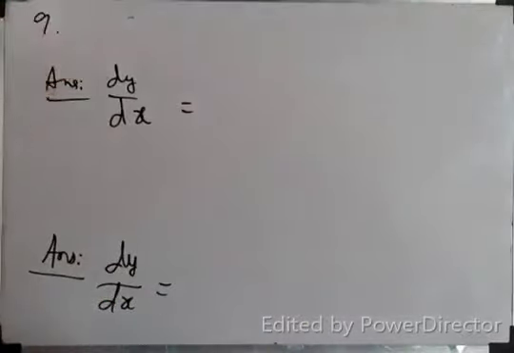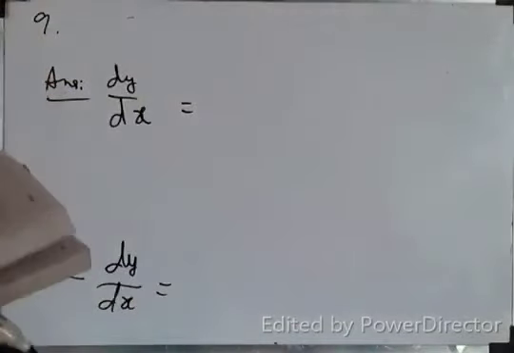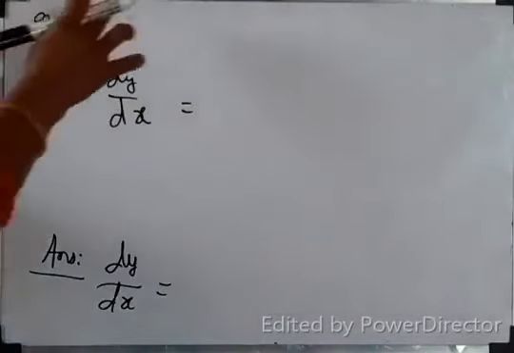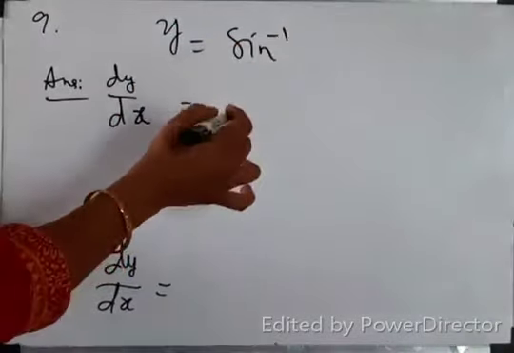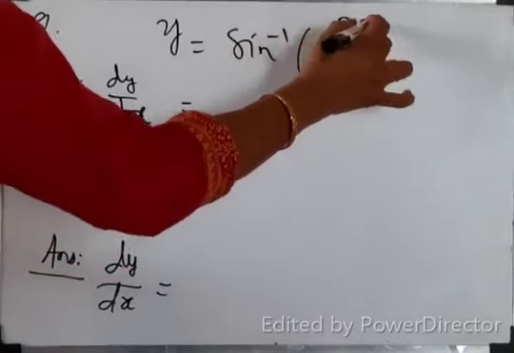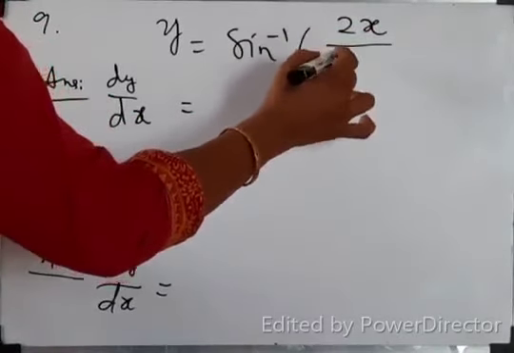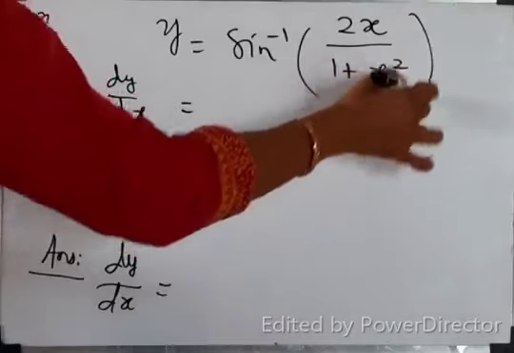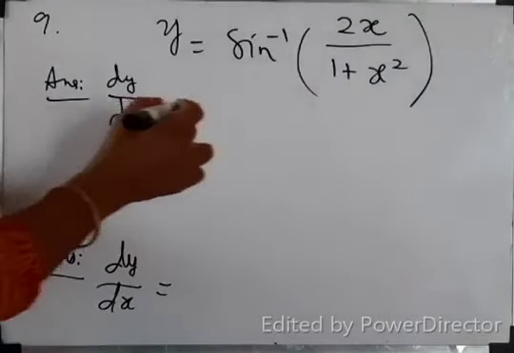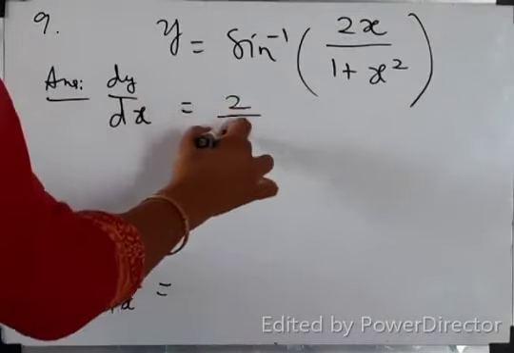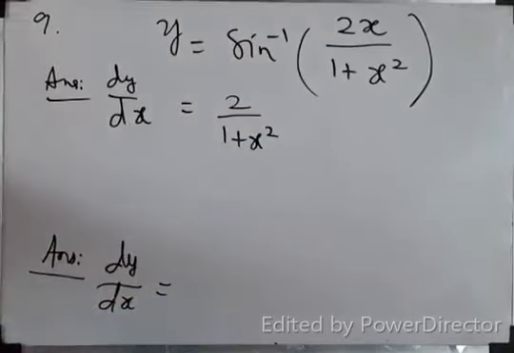Question number 9. In this question number 9, substitution method, okay? Y equal to sine inverse of... I did it in the video. In your notebook, I think this question is there, even though you think and do. What is dy by dx? Dy by dx equal to, the answer is 2 by 1 plus x square.